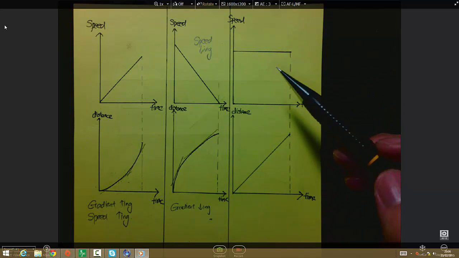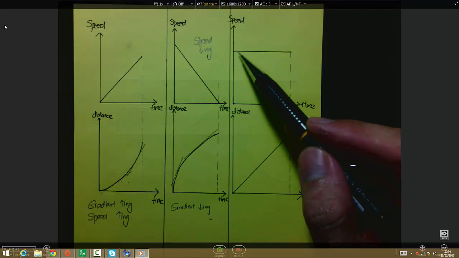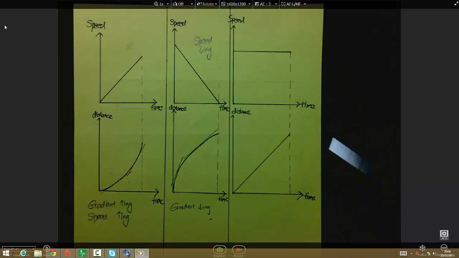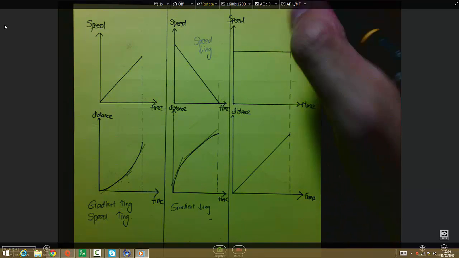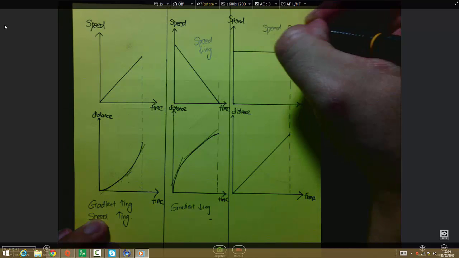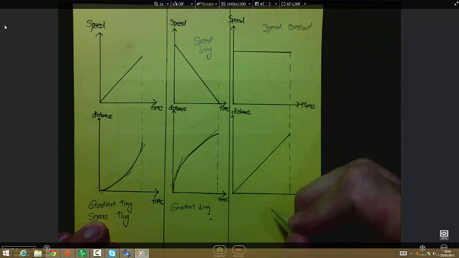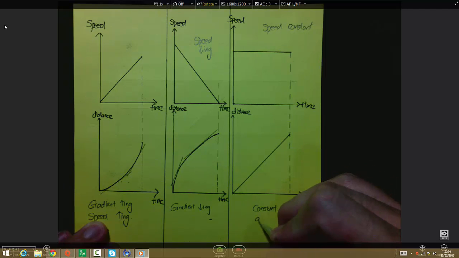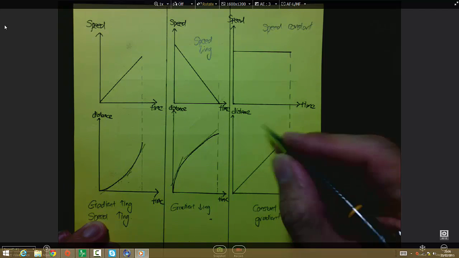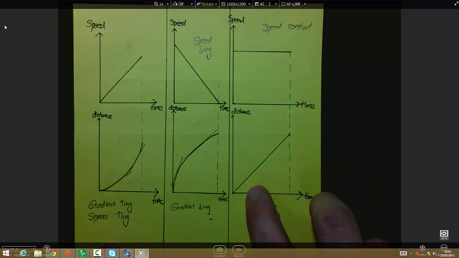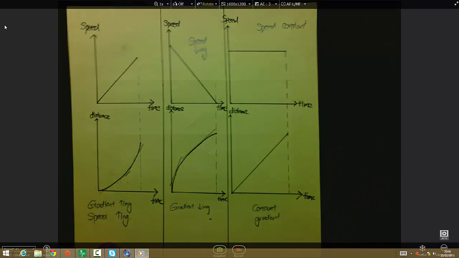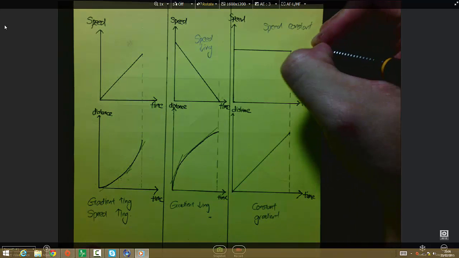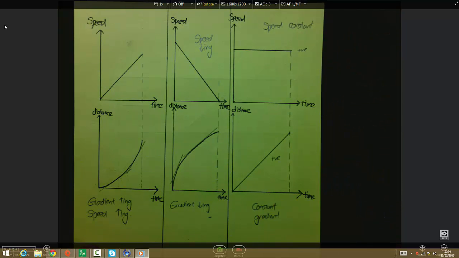If you look down here, it tells us that the speed is constant. The speed is constant and positive. So therefore, if the speed is constant, it means that we should have a constant gradient here, because the gradient of a distance time graph represents speed. So you notice a straight line here will represent a constant gradient. Notice that the speed here is positive and the gradient here is positive.